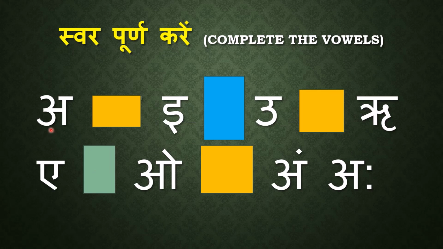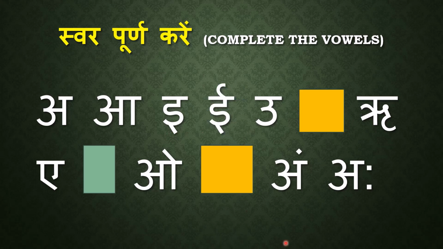The first letter, A. The missing letter is... correct. It is A. Again, the next letter is E. Shorter E. The missing letter is... correct. It is E. Then O. Missing letter? Yes, it is U. So friends, now you have completed the first line of the swar.